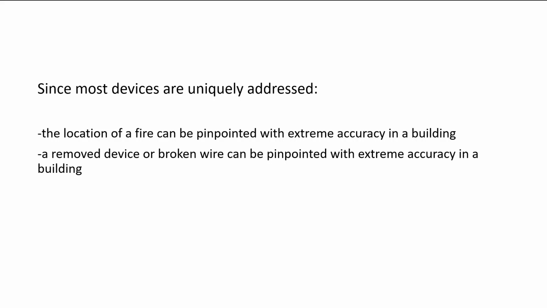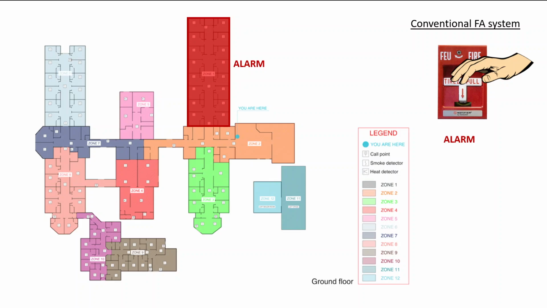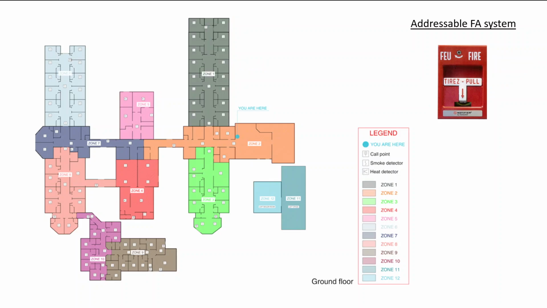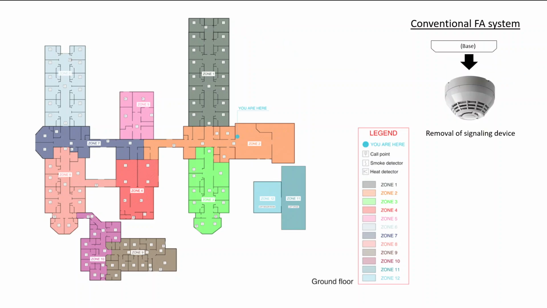Since most devices are uniquely addressed, the location of a fire can be pinpointed with extreme accuracy in a building. A removed device or broken wire can be pinpointed with extreme accuracy in a building. On a conventional system, when someone pulls the pull station, the whole loop goes into alarm. On an addressable fire alarm system, when a pull station is pulled, the exact device is indicating at the fire alarm panel with its specific ID number, and of course, the whole zone goes into alarm. If a conventional device is removed, the entire zone goes into trouble.